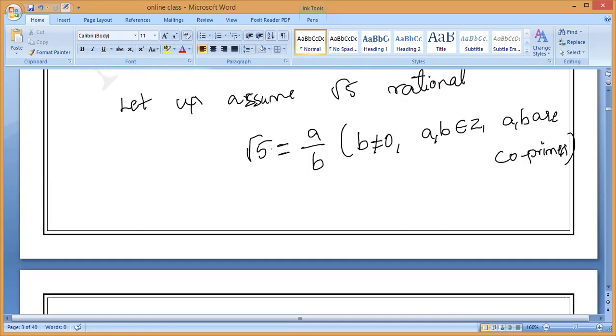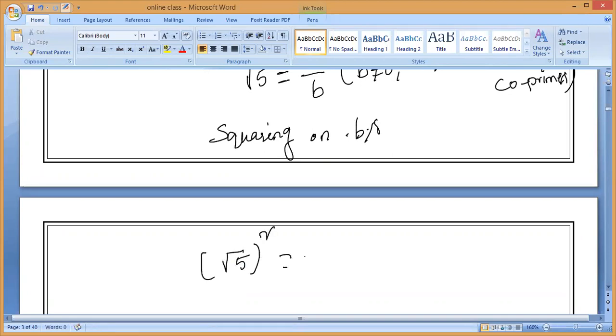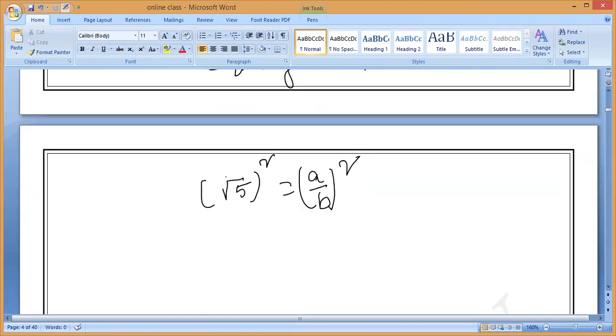So removing the root, what should we do? Squaring on both sides, ma'am. Squaring on both sides. Dilip and Prasanna, are you sleeping? Squaring on both sides. So root 5 whole square equal to A by B whole square. So what is the answer? Square root gets cancelled. 5 is equal to A square by B square.